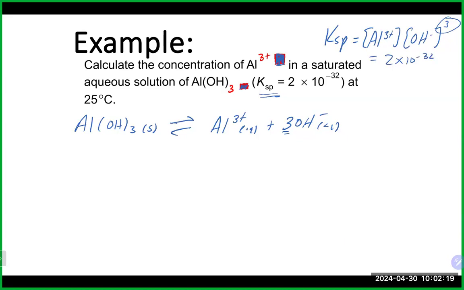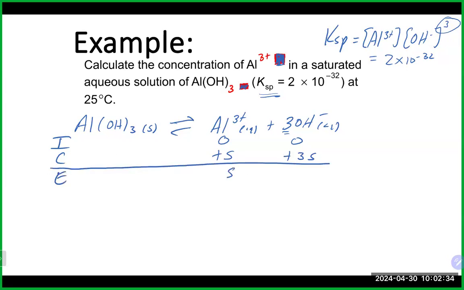So in this case, since we are only given the KSP, we want to definitely roll with an ice table. So 0 and 0. Change will be plus S, plus 3S. And that means that when we reach equilibrium here, we have S and 3S. Any questions on the ice table here? Like normal, then we're going to go into our KSP expression. S times 3S cubed will equal our KSP value of 2 times 10 to the minus 32.